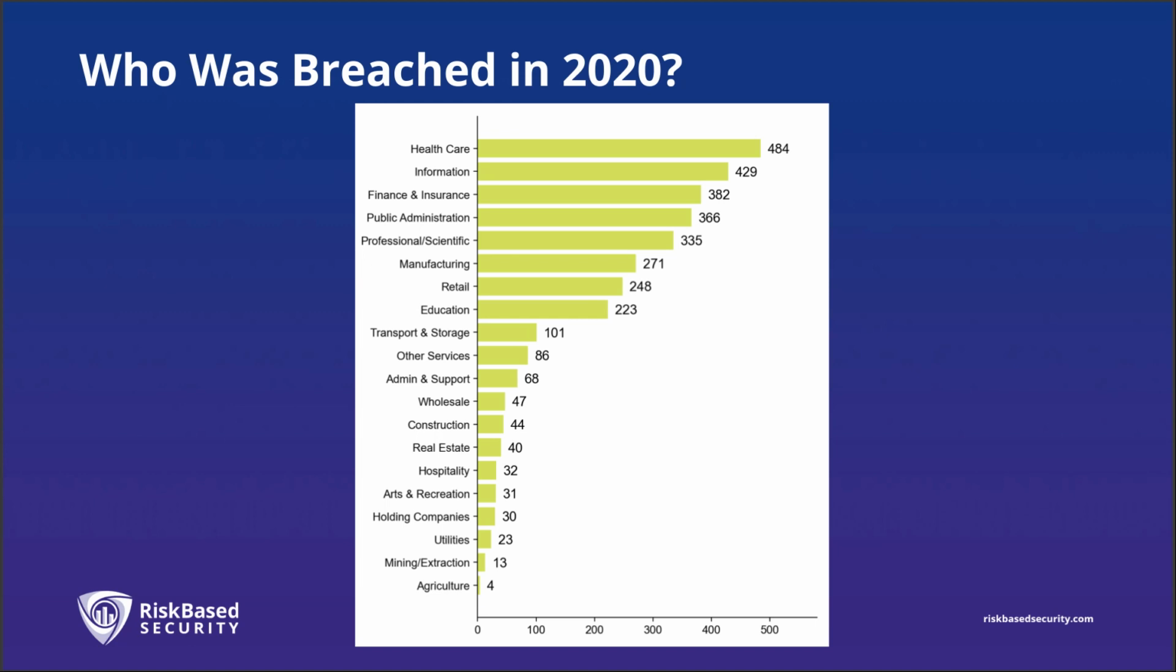Moving on from there, it's good to take a few minutes to talk a little bit about who was breached in 2020. And unfortunately, it kind of hurts my heart a little bit. We did see the healthcare sector come in as the sector reporting the most breaches. They were followed closely by the information sector, which largely is made up of software developers and online services, hosting services, that sort of thing.